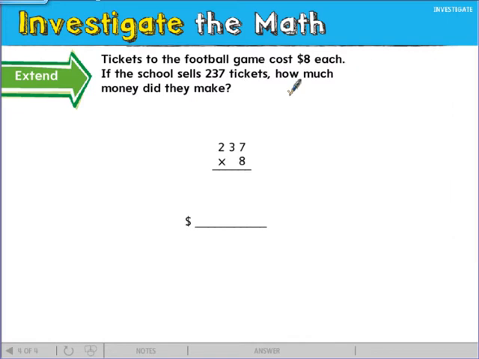Now, we've done that one. We talked about all the steps and how we're supposed to do it. So now we're going to go ahead and do one for ourselves. It says the tickets to the football game cost $8 each. If the school sells 237 tickets, how much money did they make? Please write 237 times 8 on your whiteboard so you can follow along with me as we do this step by step.